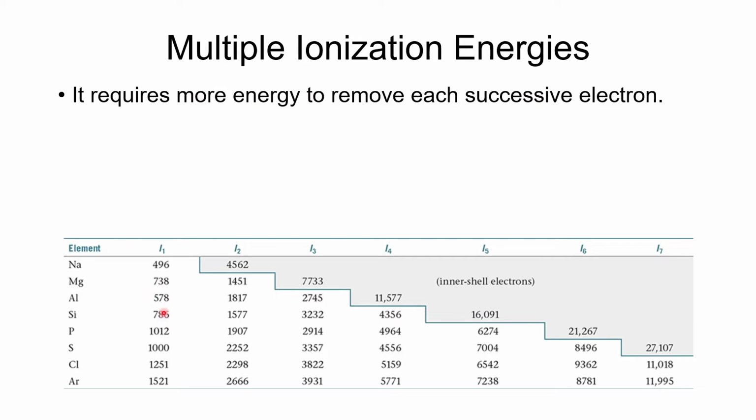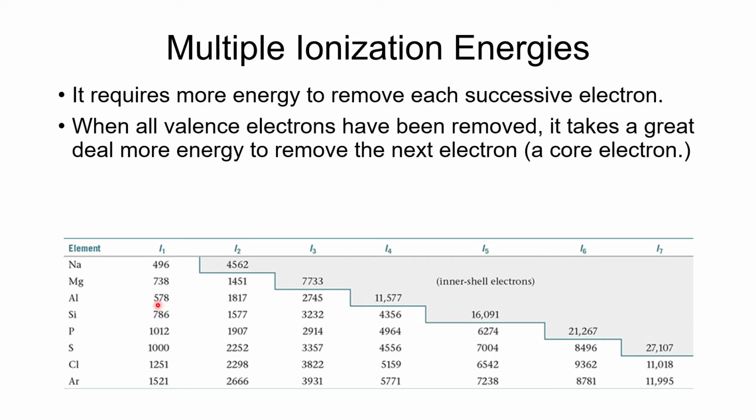So if you just come down here and pick, let's say, aluminum. Aluminum, the first ionization energy is 578. The second one, 1817. And then the third one, 2745. So it does get more difficult to remove subsequent electrons from that atom. However, when all of the valence electrons have been removed, it takes a great deal more energy, usually on the order of 3 to 10 times as much energy as the previous one.